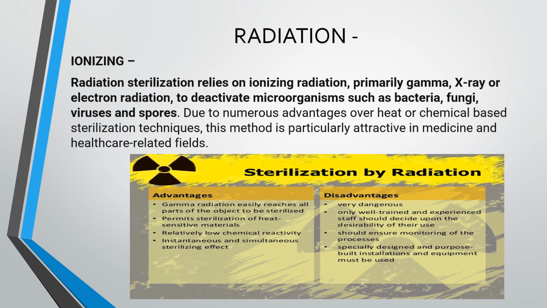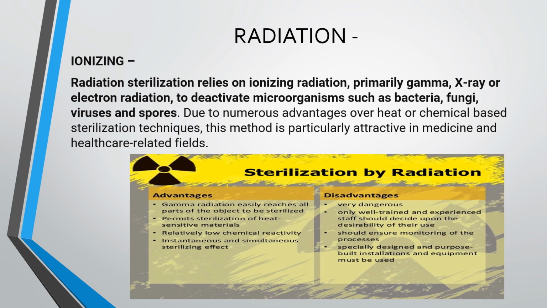So coming to radiation, as I told you, for physical agent control there are two types, heat and radiation. Heat, we have read two types, dry heat and moist heat. Now we are going to study radiation. Here in radiation also there are two types, ionizing and non-ionizing radiations. Radiation in sterilization primarily relies on ionizing radiations, which consist of X-rays, gamma rays, and other radiations.